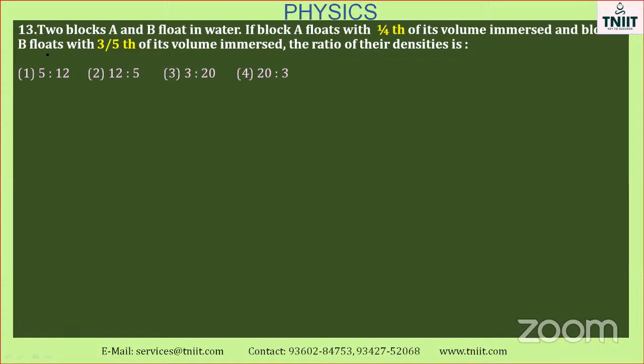Two blocks A and B float in water. Block A floats with 1/4 of its volume immersed in water. So the density of block A is 1/4 of the density of water. But the second block floats with 3/5, so 3 by 5 of rho W. Now, what is rho 1 by rho 2 from this? It is 1 by 4, whole thing divided by 3 by 5. So 5 goes up, and it will become 5 by 12. So what is the density ratio? 5 is to 12.